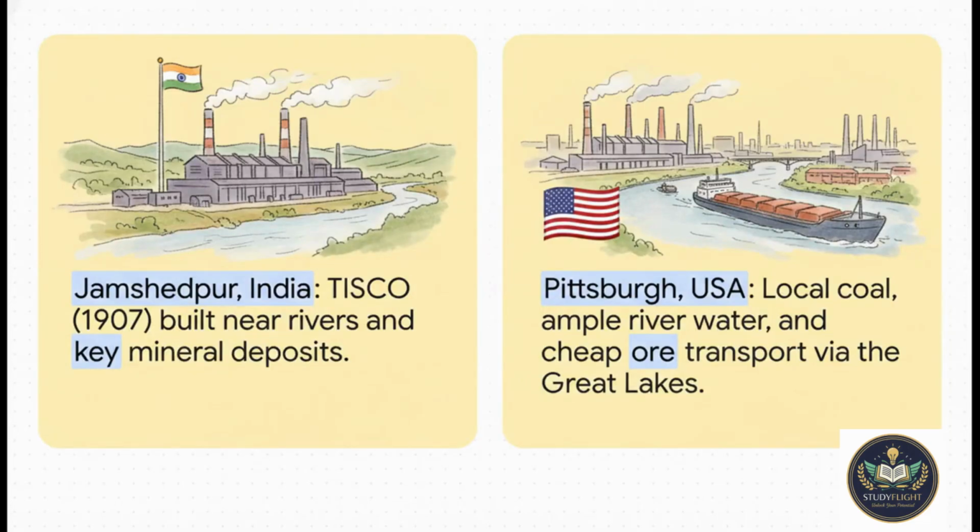This slide shows a perfect tale of two cities and how location factors can create industrial giants. Jamshedpur in India was strategically built right near rivers and all the key mineral deposits it needed. Meanwhile, Pittsburgh in the USA had local coal and water, but its real secret weapon was the Great Lakes Waterway, which let them ship in iron ores super cheaply. Both cities totally mastered their geography.